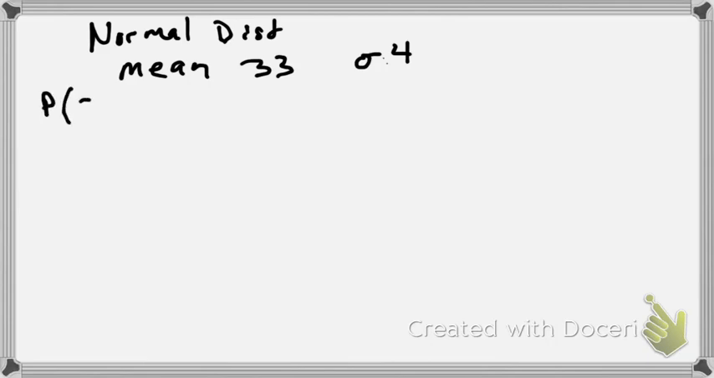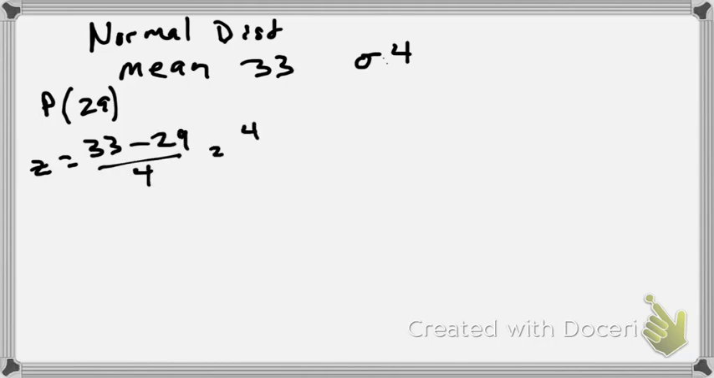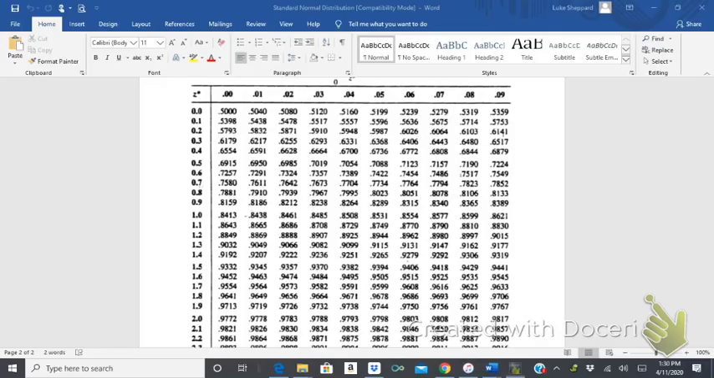Probability of 29. So for my z-score, I'm going to do 33 minus 29 all over 4, because that's my standard deviation, which is the same thing as 4 over 4. 4 over 4 is 1. So now I'm going to go back to my z-score sheet. I'm going to find 1 on my z-score sheet. So when I find 1 on my z-score sheet, I can now just look at 1.0, which is going to be here and here, and notice it's going to be 0.8413.